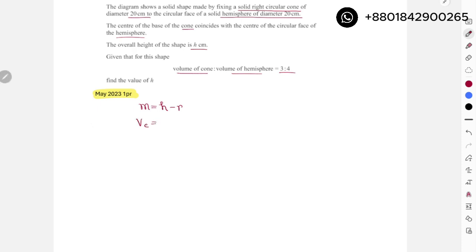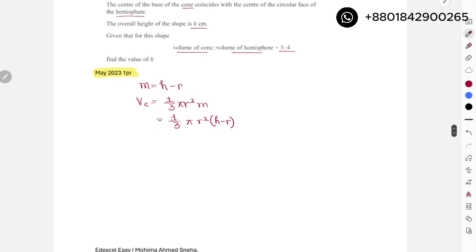And now if you want to find out the volume of the cone, the expression for the volume of the cone is going to be 1/3 pi r square m, right? And instead of m, now I will write 1/3 pi r square times h minus r. So this is one expression that you get, and after this, the volume of the hemisphere is going to be just 2/3 pi r cube.